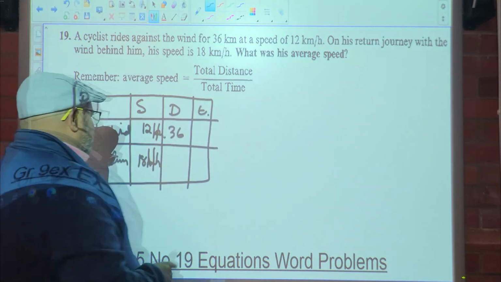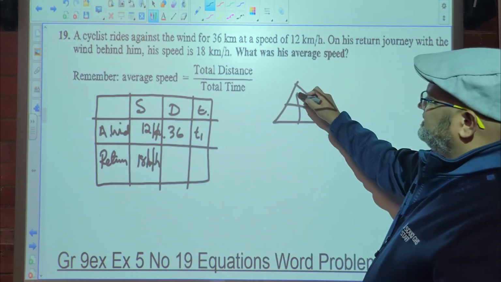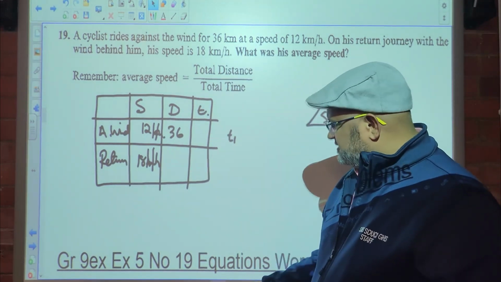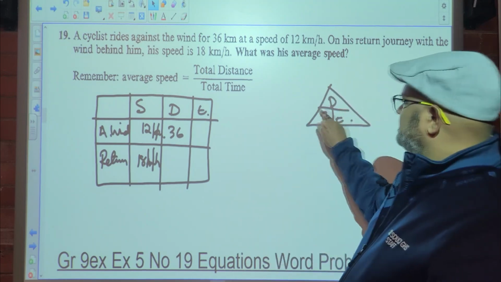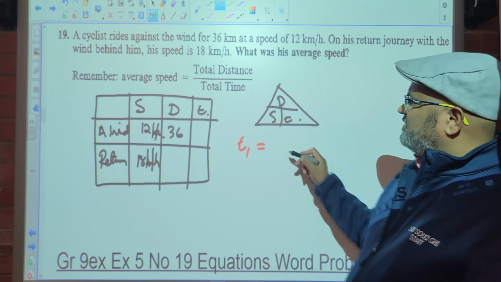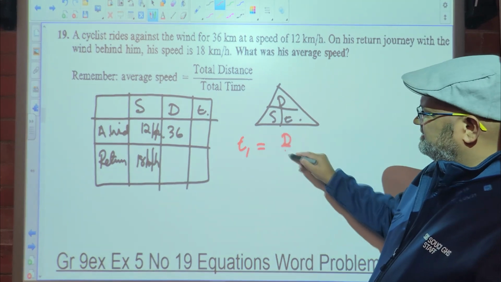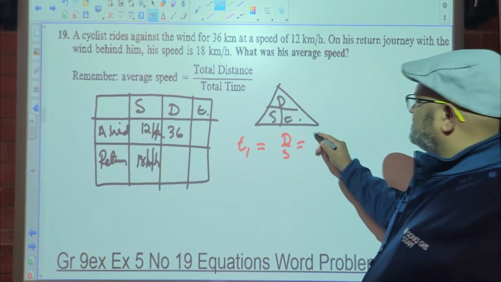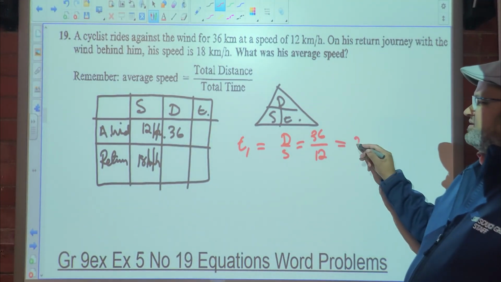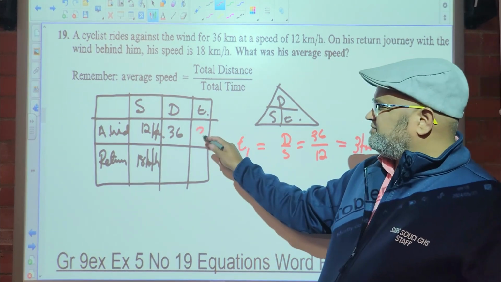Okay? So the time for the first leg of the race, remember the formula? DST. So the time for the first leg, or against the wind, let's call it T1 for now. To calculate T, it is D over S. So the distance covered here is 36 kilometers over 12 kilometers per hour. So that takes him 3 hours to cover.